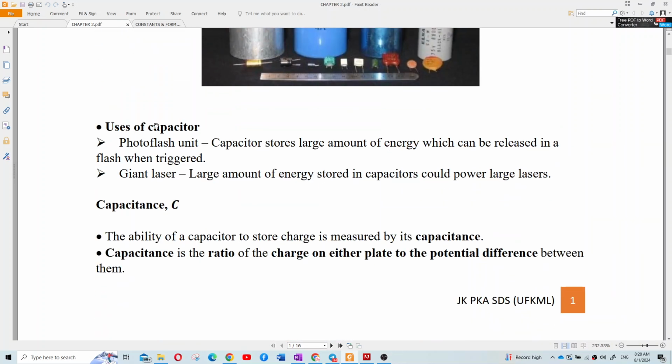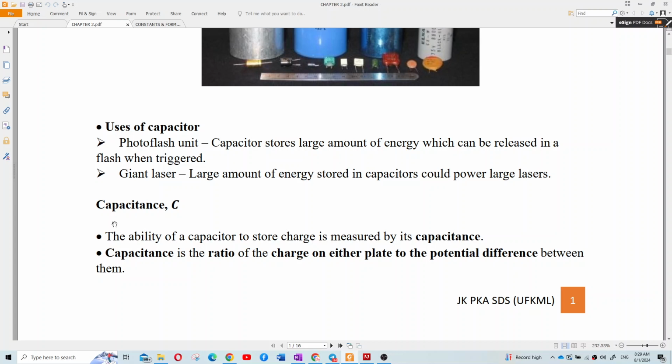Now, uses of capacitors. You can find this in the photo flash unit, that means you can find this in the camera. A capacitor stores a large amount of energy which can be released in a flash when triggered. Like your handphone has a flash unit, right? It can have a flashlight. That one uses a capacitor. Camera also has a flash unit. So they have capacitors, because they can store a large amount of energy and release it in a short time. Giant lasers can produce a powerful laser.